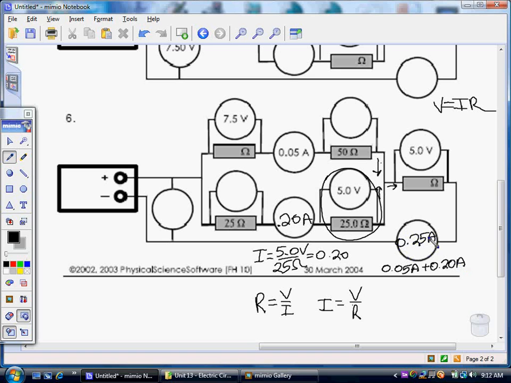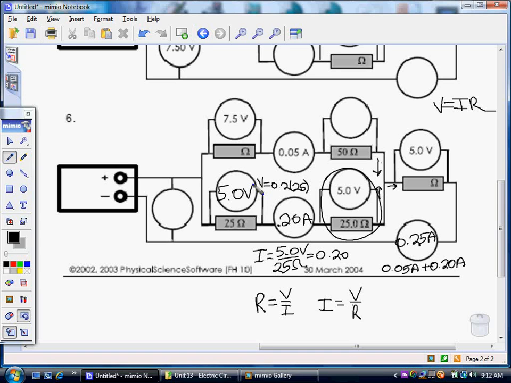Now, we can use this 0.20 amps in the bottom part of the circuit to actually figure out the voltage going through the 25 ohm resistor in the bottom part. So if we want to find the voltage on that bottom leg, first resistor, I use V equals IR, which is going to be 0.2 times 25 ohms. And for this one right here, what's 0.2 times 25? It's going to be 5 volts. So that one's 5 volts.